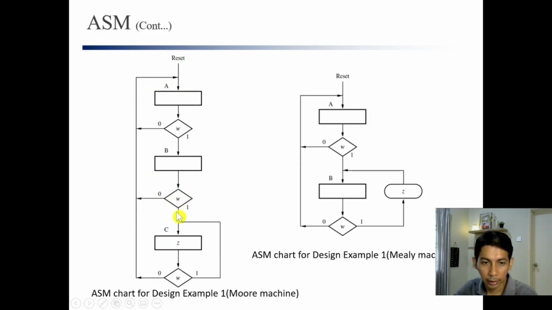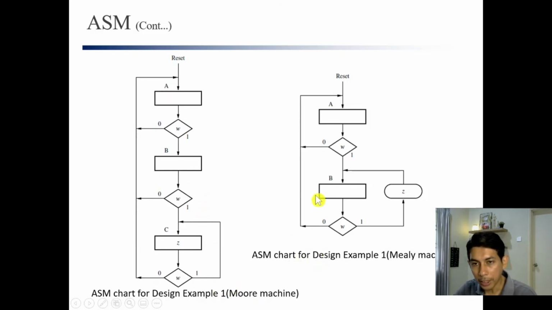Okay, and in C we see that if W equal to 1, we remain at C, just like what we did in the state diagram. But if it is equal to 0, we go back to state A. So this is the ASM chart for the first example, and this is for the Moore machine, for the state machine.